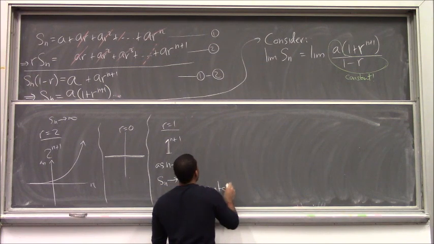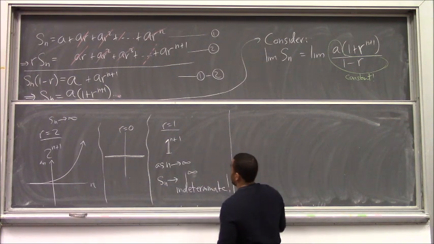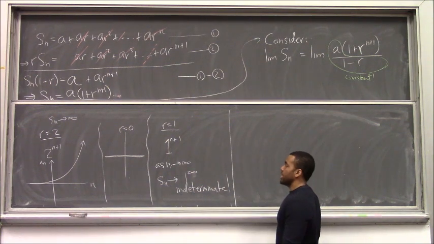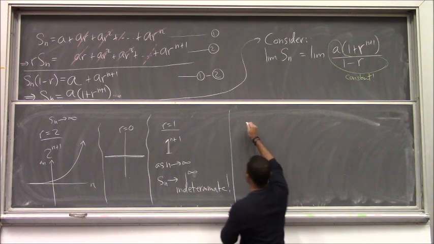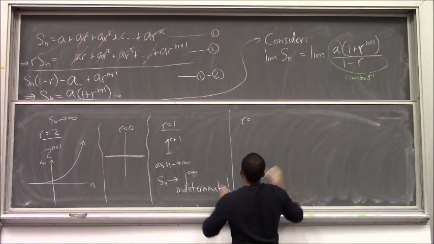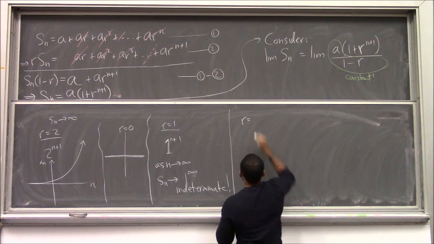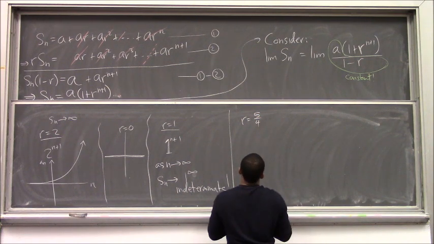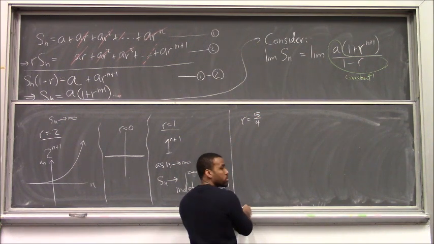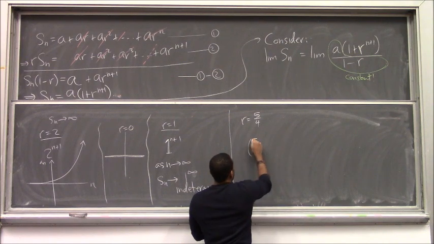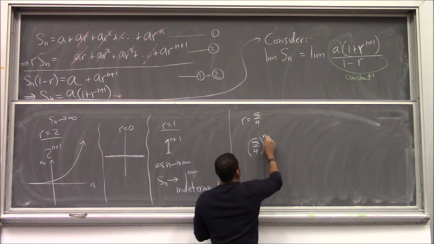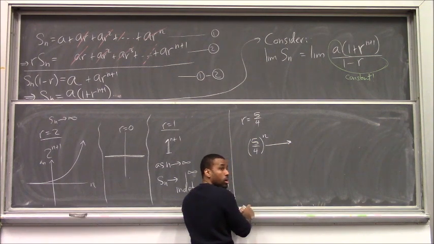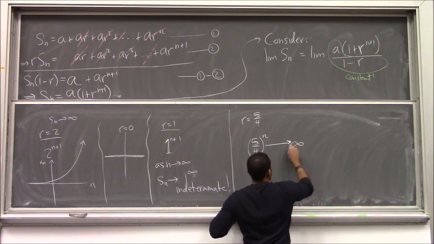Any other ideas? Any fractions? I don't know, like 5 over 4 maybe? Give me a fraction. 5 over 4? Okay, so what would happen to 5 over 4? If I have 5 over 4 to the nth power, as n goes to infinity, what is going to happen to that? It also approaches infinity.